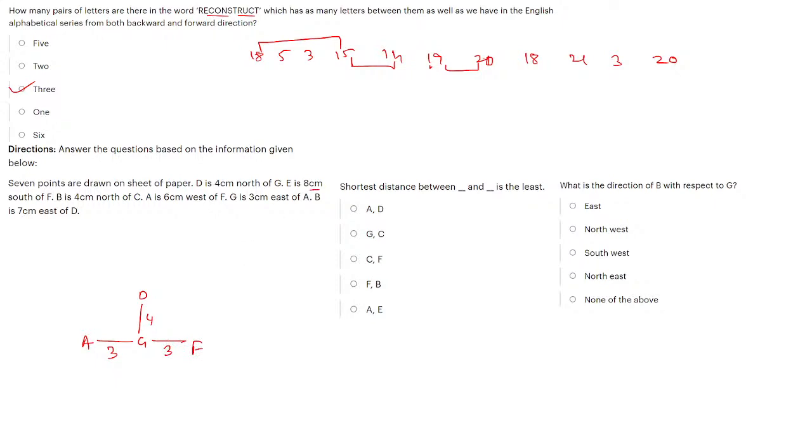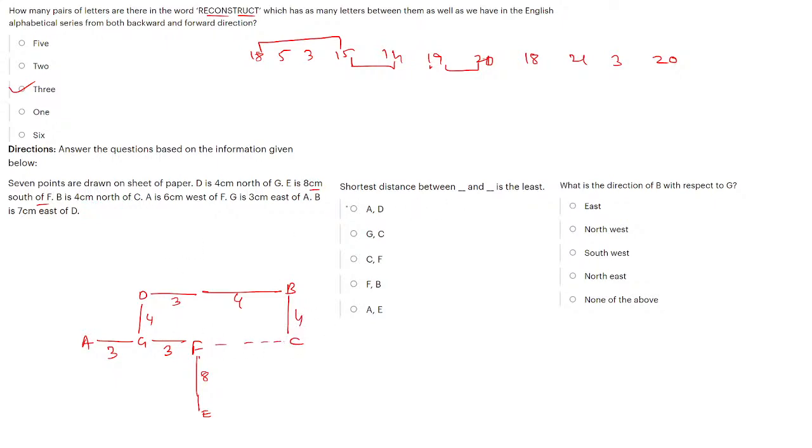Now, E is 8 centimeters south of F. This is 8 centimeter. This is E. Okay. Next, B is 4 centimeter north of C, but B is 7 centimeter east of D. This is 3, this is another 4, and this is B. Now, B is 4 centimeter north. That means G, F, C are on the same line here.